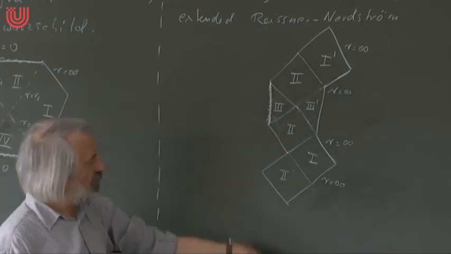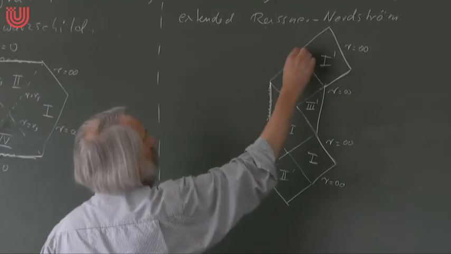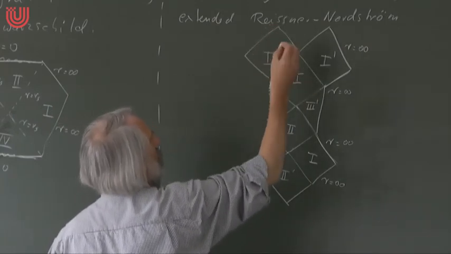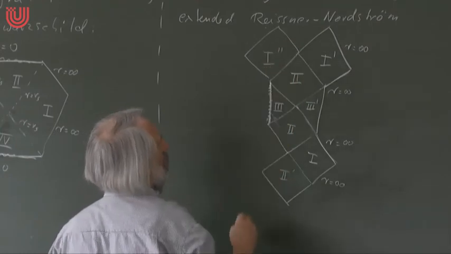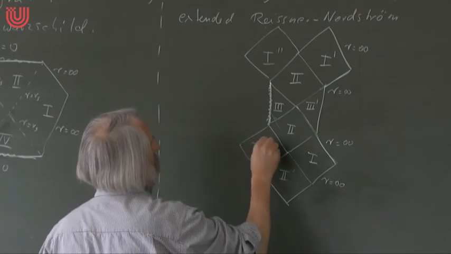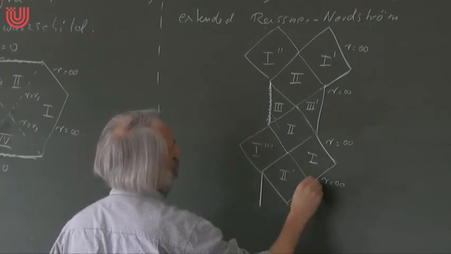And you can extend this towards the past and towards the future as far as you like. So you can have infinitely many space-times. So here you may have an A double prime. Here you may have, I don't know, triple prime, and so on. Here you have again singularities.